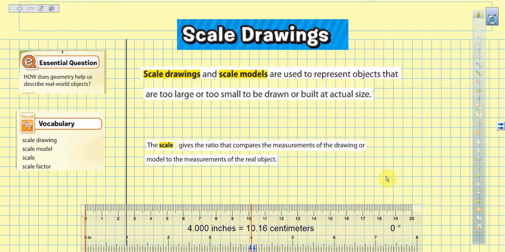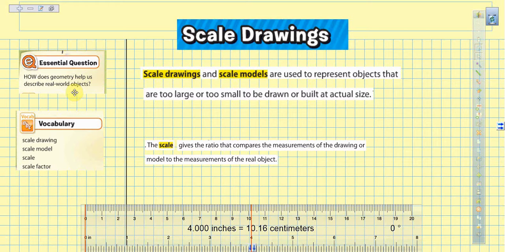Okay, so this is a scale drawings lesson for our fourth unit. Okay, so scale drawings, our central question: how does geometry help us describe real-world objects? We're dealing with maps today. There's your real-world object and cities and places.